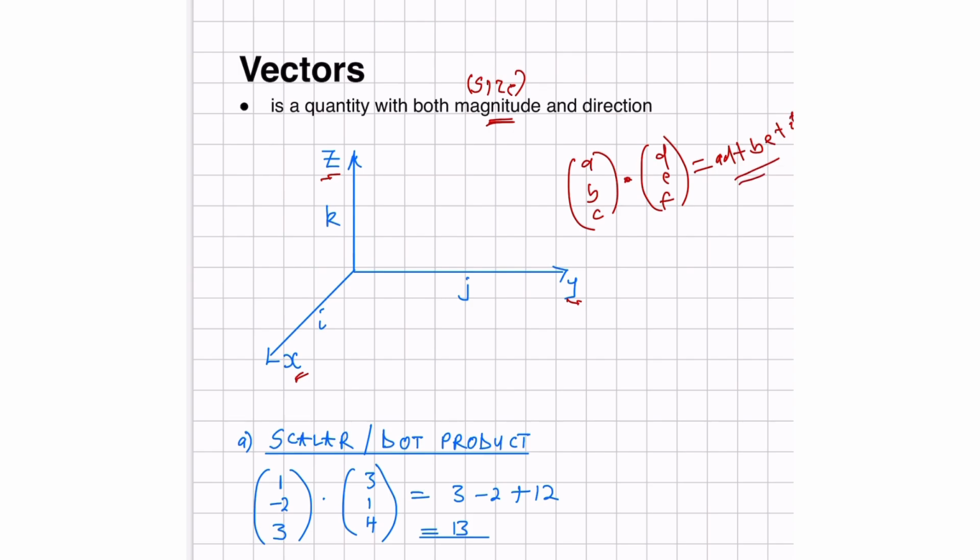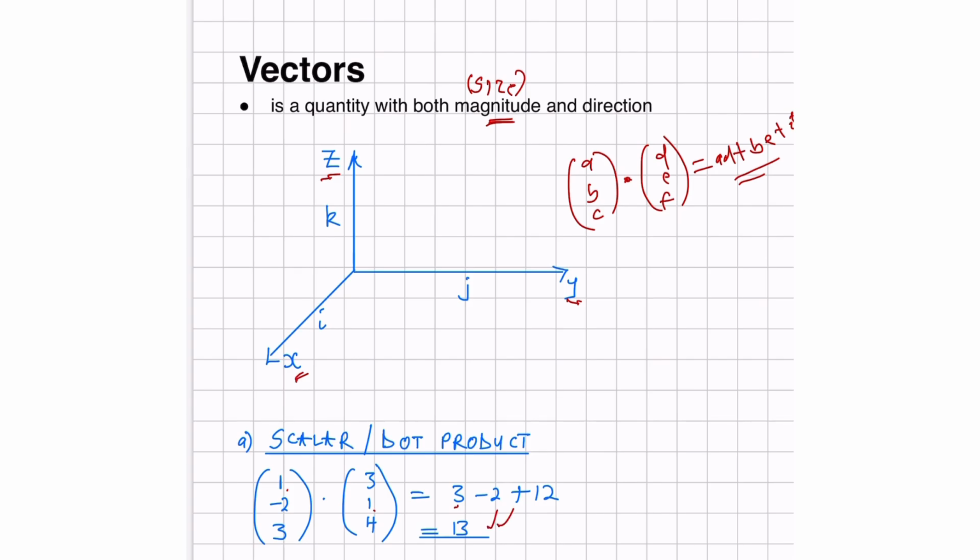So basically it's multiplication, as I've said: 1 multiplied by 3, you're going to get 3, minus 2 multiplied by 1, you're going to get minus 2, plus 3 multiplied by 4, you're going to get 12. Then you add them, and you're ultimately going to get 13.